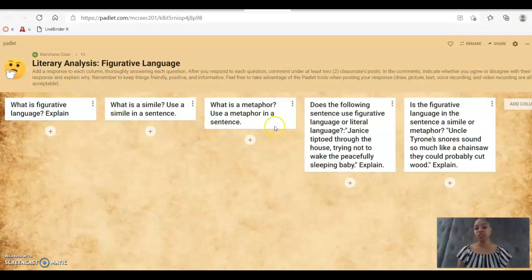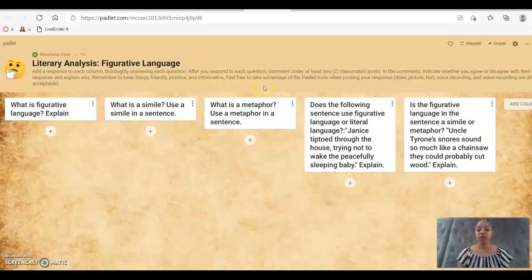So very simple, just interact with each other. And in the comments, just indicate again whether you agree or disagree with their response, and explain why. And remember, class, to always keep things friendly, positive, and informative. So just be kind to each other. Just be positive. This is just fun. Have some fun with each other and just interact with one another.